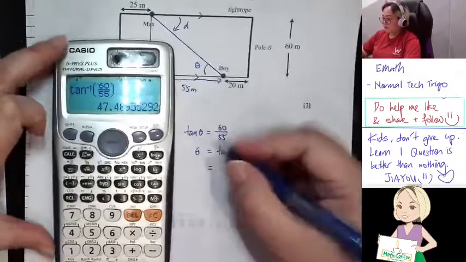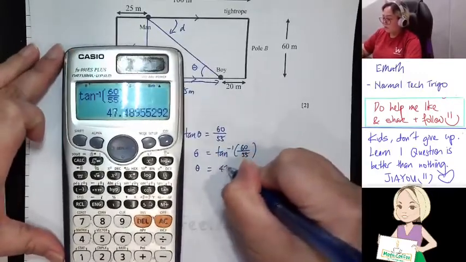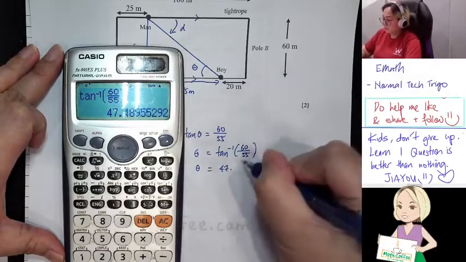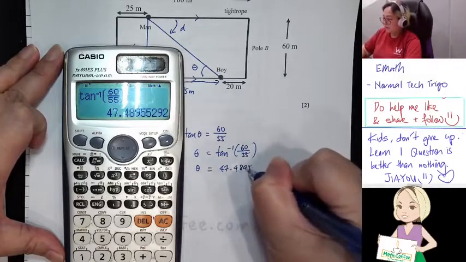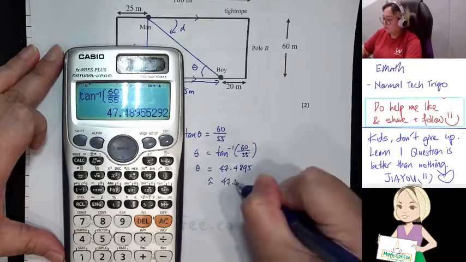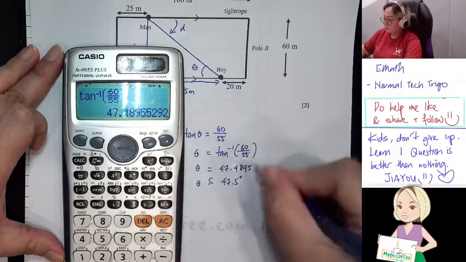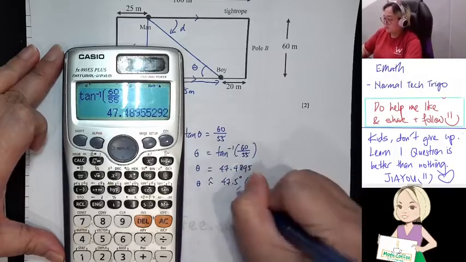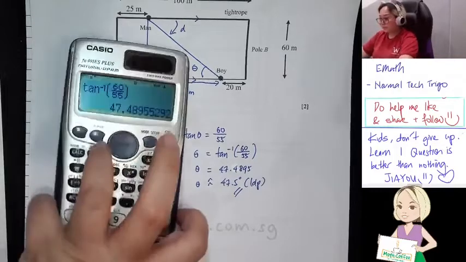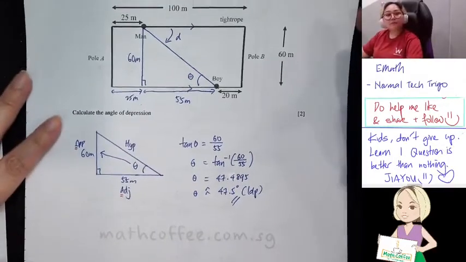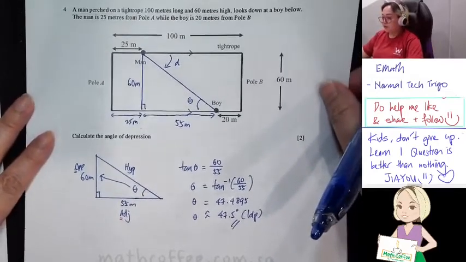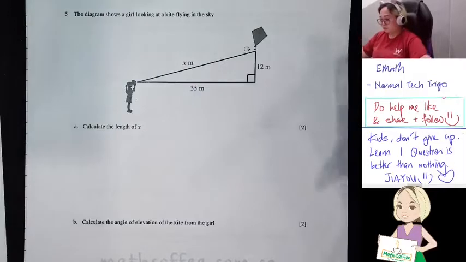And you will get 47.4895. So round it off to 1 dp, it will be 47.5 degrees. 1 decimal place. Done. Right? So this is how you solve this question. Okay, let's move on to the next question.